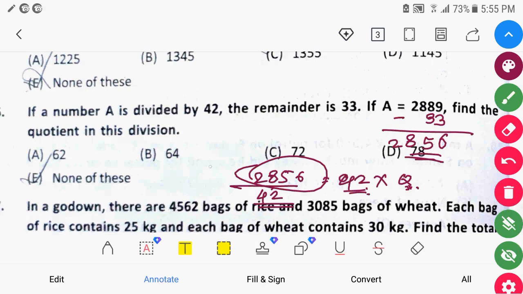Okay. So 42 sixes are 252. 240 plus 12, 252. 2856 divided by 42. 42 sixes are 252.